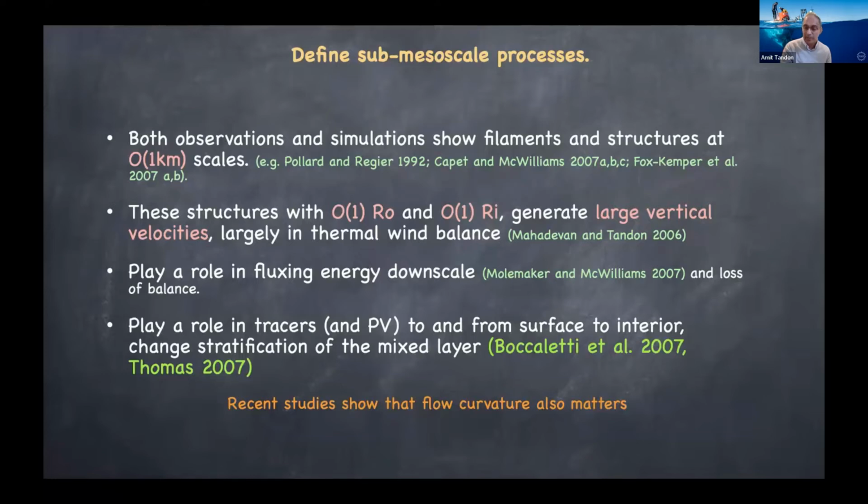So in terms of coming back to the dynamics, these play an important role in fluxing the energy downscale and loss of balance. And I already told you how that happens in terms of frontogenesis. These motions also play a role in spreading tracers vertically from surface to the interior, and they also change the stratification of the mixed layer. Towards the end of my talk, I will also show that recent studies show that flow curvature also matters. And this is work done by both Christian Buckingham and some very interesting work done by Suraj Singh and Manikandan Mathur.